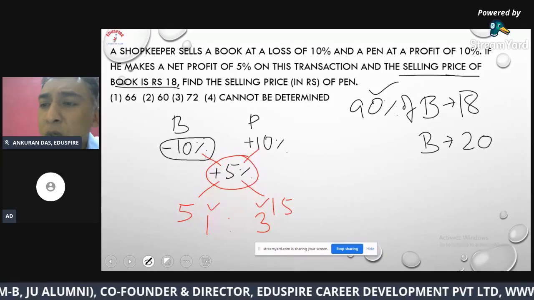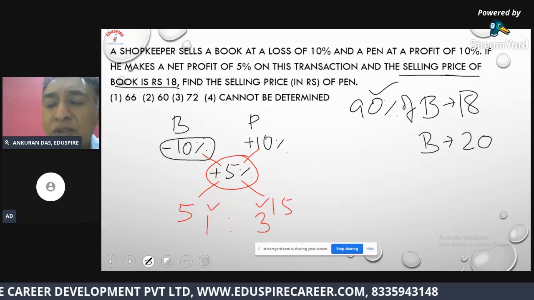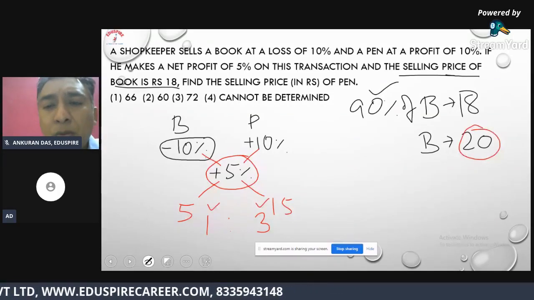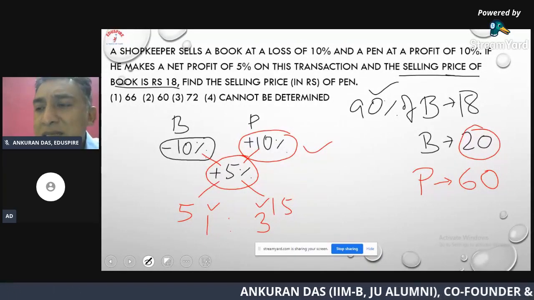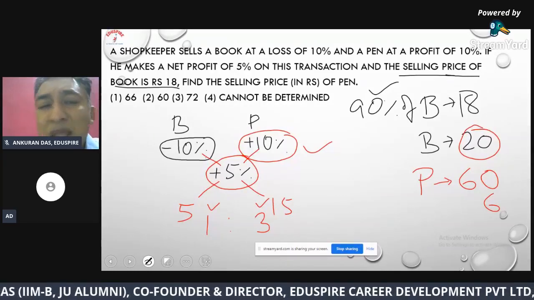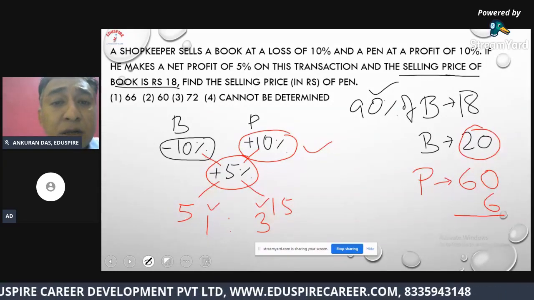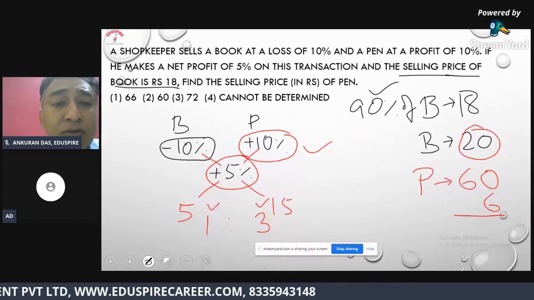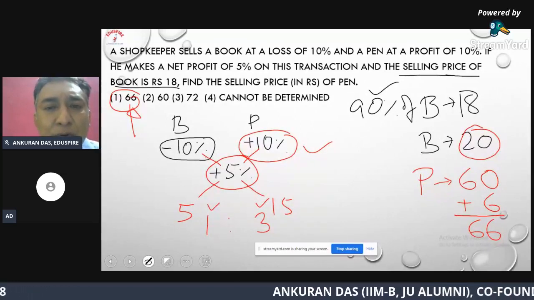You know the cost of book is 20 rupees, so definitely you can say the cost of pen will be 60 rupees, all right? Now you see on pen there is a 10% profit, right? Now what is 10% of 60? That is 6 rupees. So the selling price of a pen will be 60 plus 6, that is 66 rupees. Wasn't it a little tricky and really fast? An interesting question, right? Okay, I hope it is coming clear to you guys.